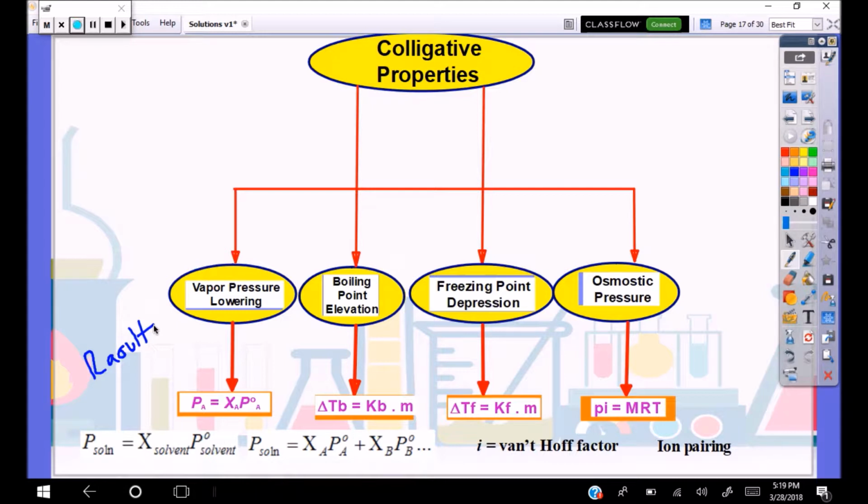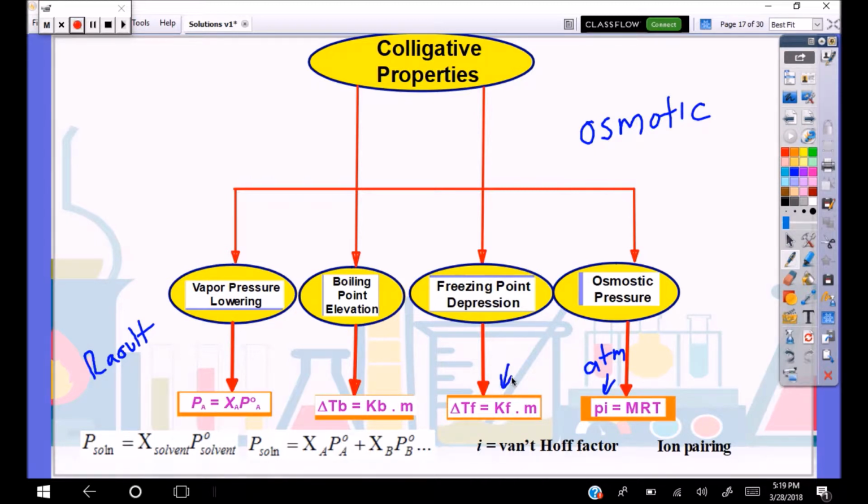We also have osmotic pressure. Sorry, there's a typo there: O-S-M-O-T-I-C, osmotic. Osmotic pressure, here we have the equation pi equals MRT, where M is the molarity, R is the gas constant, T is the temperature, and pi refers to the osmotic pressure in atmospheres. So pressure in atmospheres. Okay.